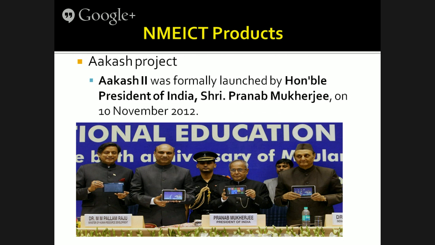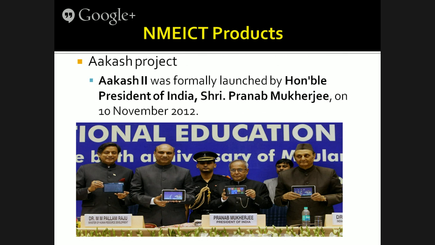Now I will come one by one. The first project under NMEICT is the tablet, known as the Akash tablet. In this figure you can see that Akash 2 was formally launched by the Honorable President of India, Shri Pranab Mukherjee ji, on 10th November 2012 with the help of IIT Bombay, and Professor Deepak Phatak was the pioneer for creating this Akash 2 tablet.